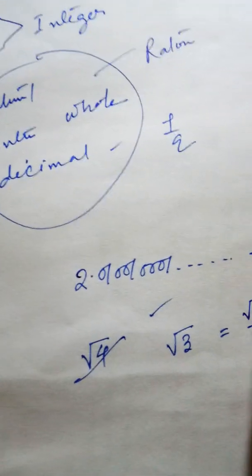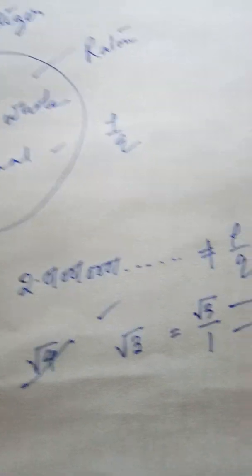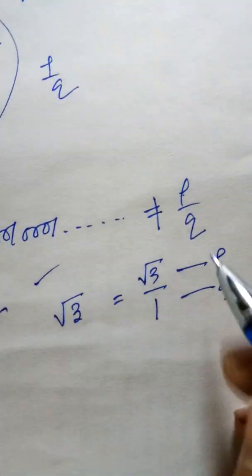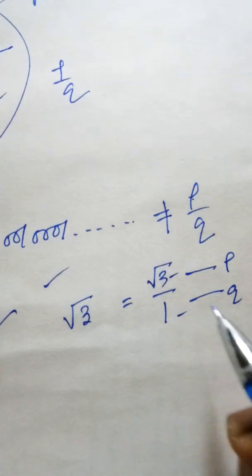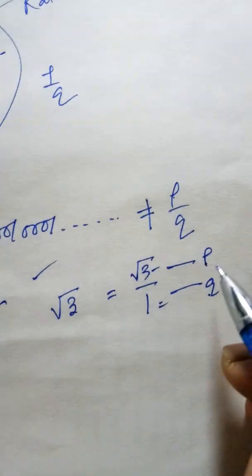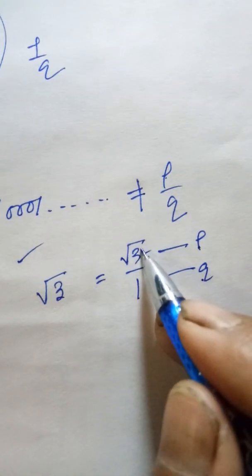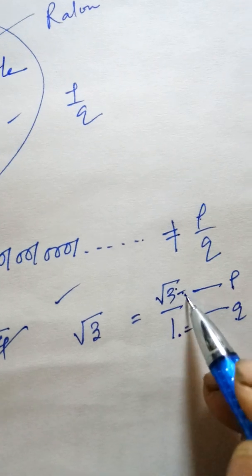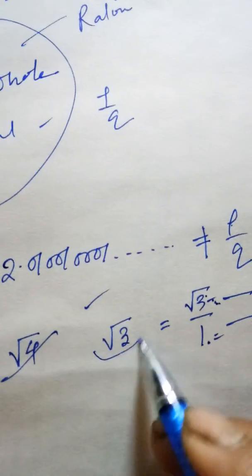And if you write root 3 by 1, this is likely to be p by q, but this root 3 is not an integer. It is in the form of p by q, and q is an integer, but this p value is not an integer. So root 3 cannot be rational.